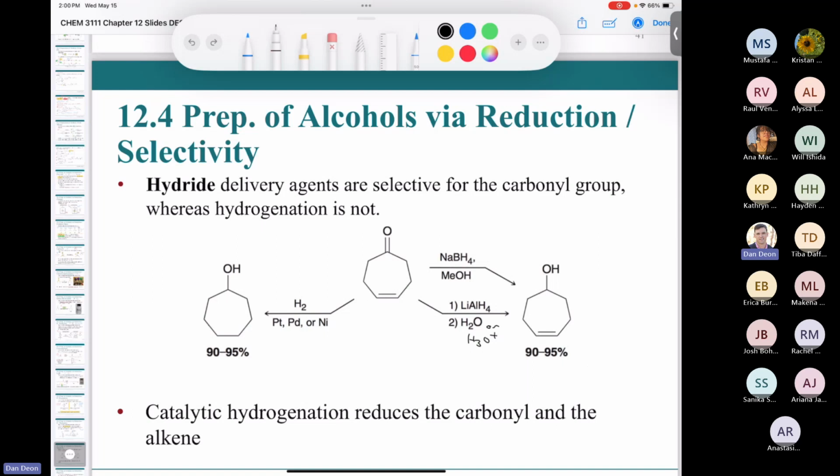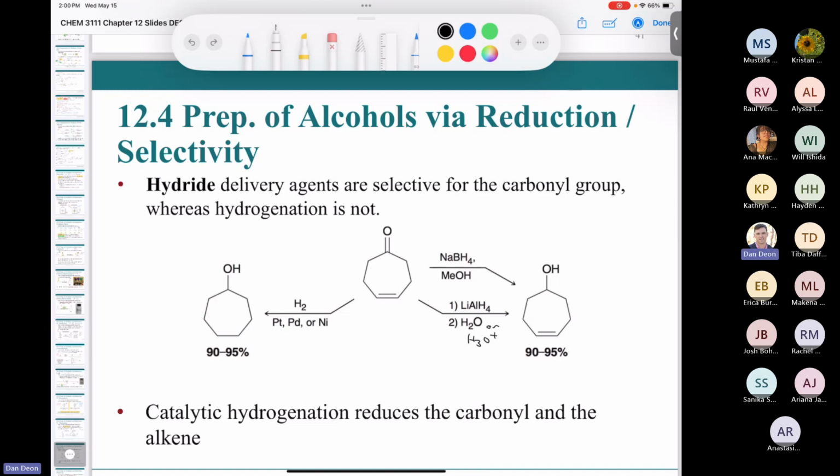So these are 2 different reactions, right? These are 2 different things that are happening. Okay, there you go. So one is selective for just the carbonyl, pretty useful, no worries. And the other one is not selective. It's just going to reduce everything. So yeah, there we go.